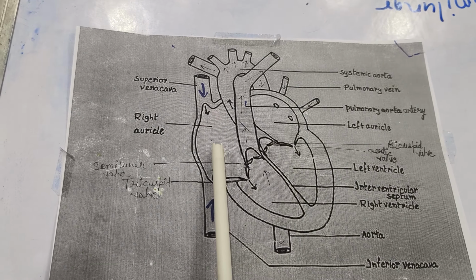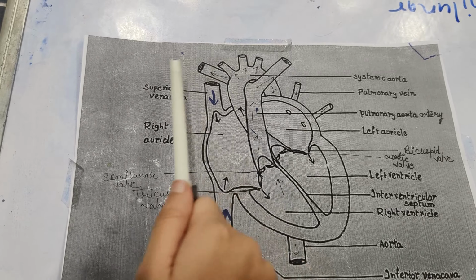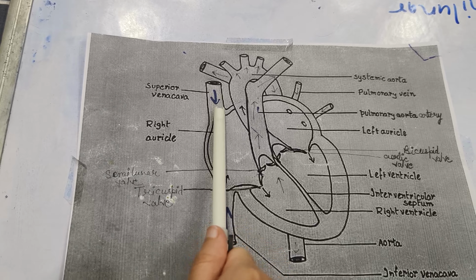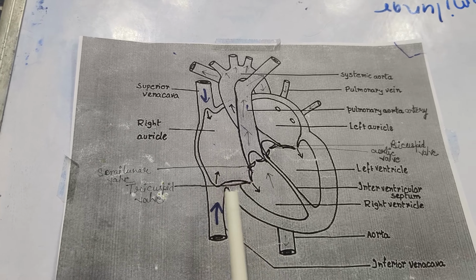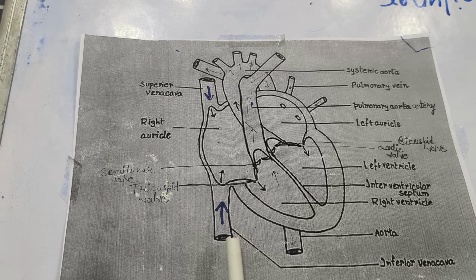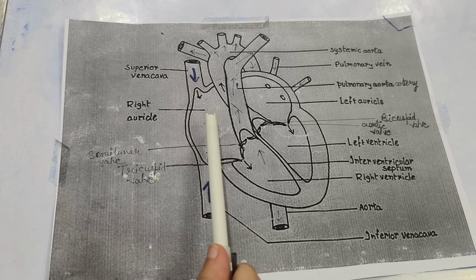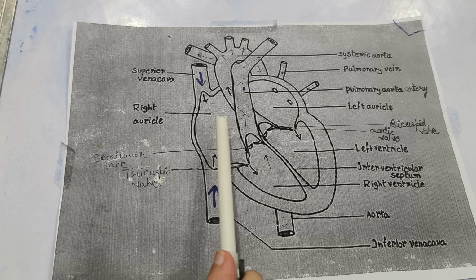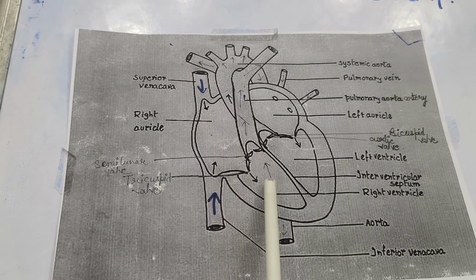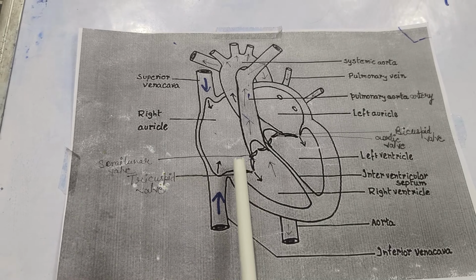The right atrium receives the deoxygenated blood from the upper parts of the body through superior vena cava, and from the lower parts of the body, the atrium receives deoxygenated blood through inferior vena cava. And then the right atrium passes the deoxygenated blood into right ventricle through tricuspid valve, this valve.